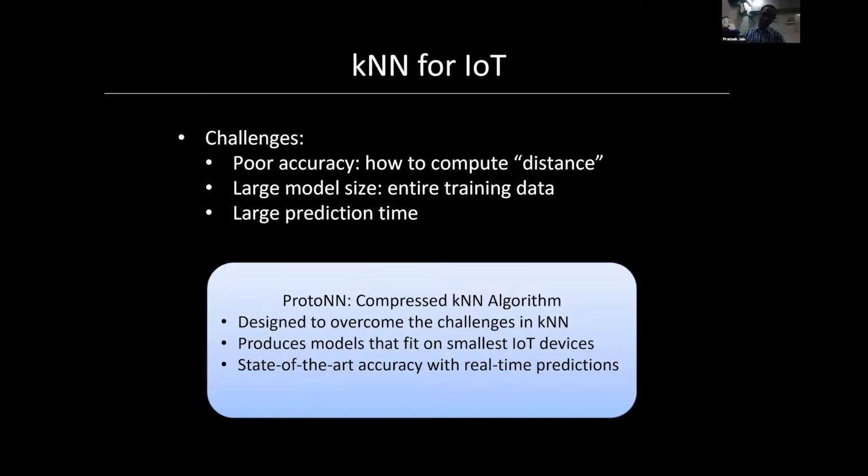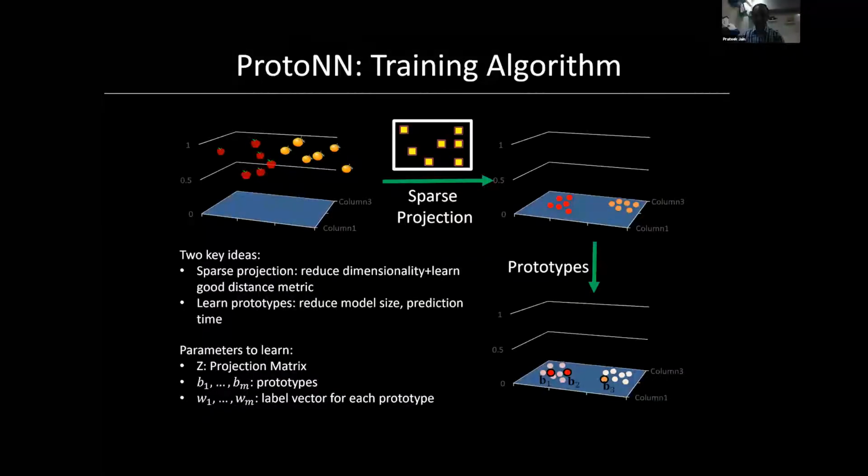So Proton can be thought of as a compressed k-nearest neighbor method where we are designing things so as to overcome precisely these three challenges that I have written. And the interesting thing is that by designing this method, we are actually able to produce models that are able to fit on really small devices. It can provide real-time predictions, and still, in a variety of benchmarks that we have tried, it provides very good accuracy, right? So what is the Proton method?